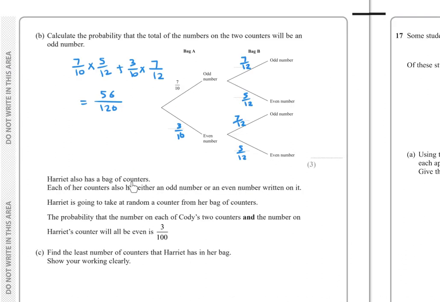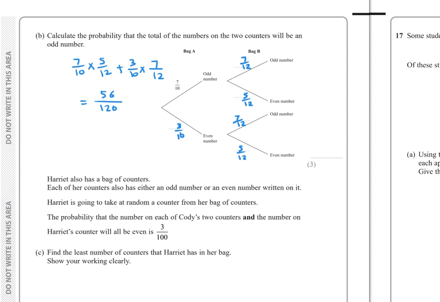Harriet also has a bag of counters. Each of her counters also has either an odd number or an even number written on it. Harriet is going to take at random a counter from her bag of counters. The probability that the number on each of Cody's two counters and the number on Harriet's counter will be even is 3 over 100. Find the least number of counters that Harriet has in her bag.